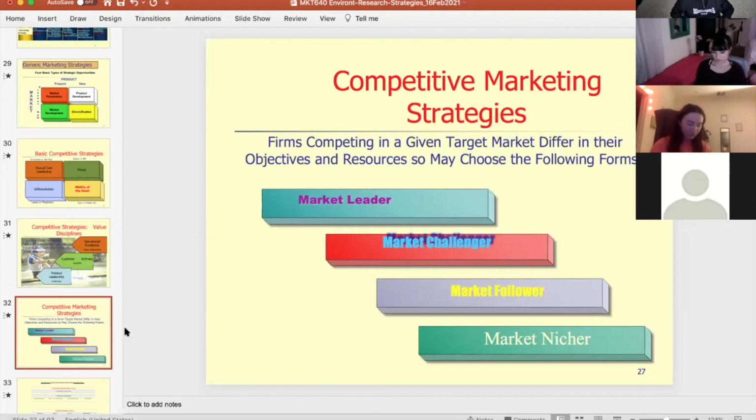And then the market nicher is the one, same thing, but from a different school of strategy definition, and it's the same thing as the focus. So a market nicher and a focus is the same.